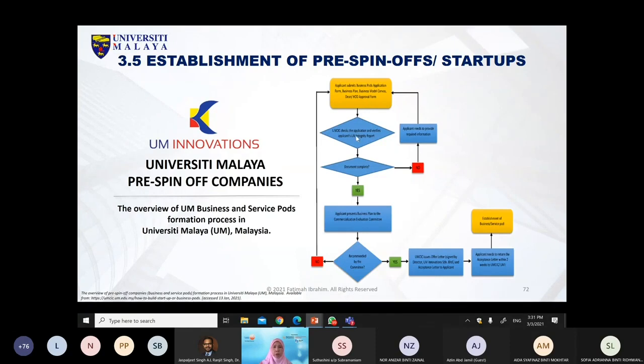We have a form, you fill in the form and complete it, and the committee will evaluate your business proposal. You have to write a business proposal. The committee will evaluate whether the business proposal is viable and sustainable, so we can pre-spin-off you. We can incubate you for one or two years. Then we ask you to accelerate and open your company after that.